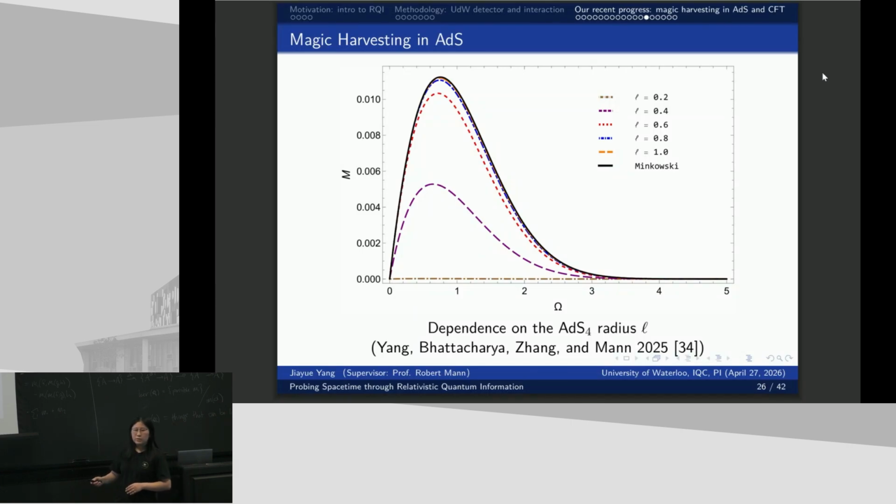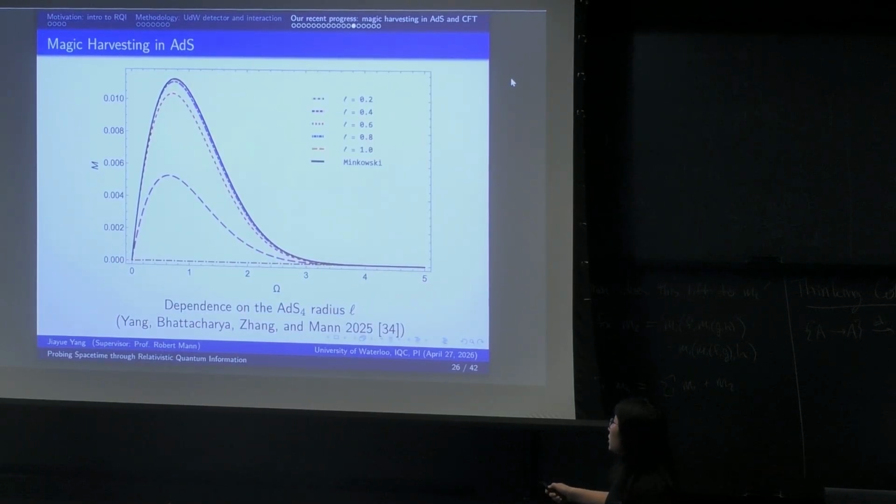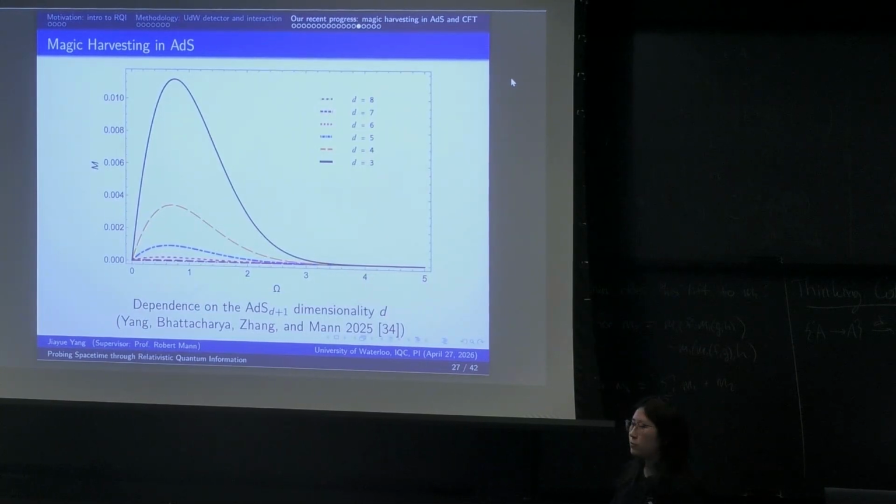And using these formulas, you can plot the mana versus the energy gap. You may see that there is a first increase and then decrease, and there is a maximal value, meaning that there is an optimum value of energy gap at which you can harvest your magic most efficiently. And also, if you enlarge your AdS radius, you will have larger magic, and it will approach the Minkowski limit, the black line. Also, we find the dependence of the magic harvesting on the dimensionality.